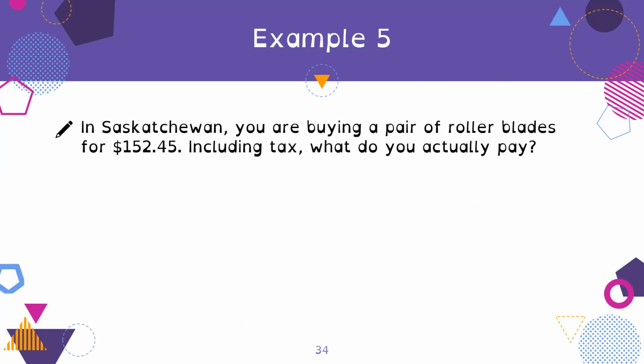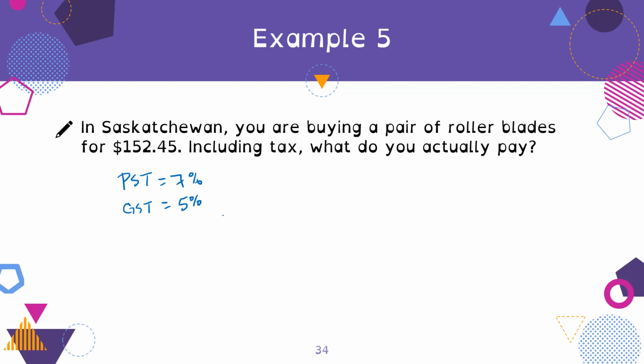Right. Another example: in Saskatchewan, you're buying a pair of rollerblades for $152.45. Including tax, what do you actually pay? The price that is given does not have tax. If it says not including tax, that means we have to add the tax on top of it. PST in Saskatchewan is 7% and GST is 5%.